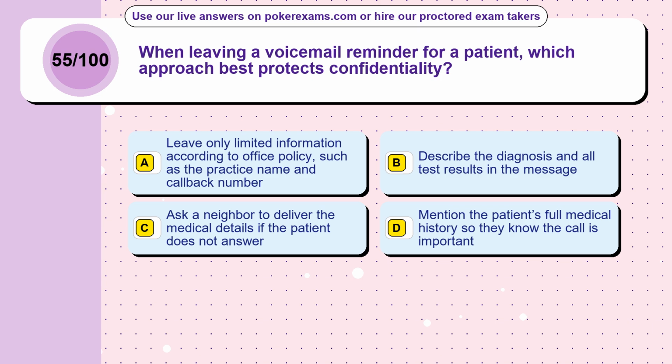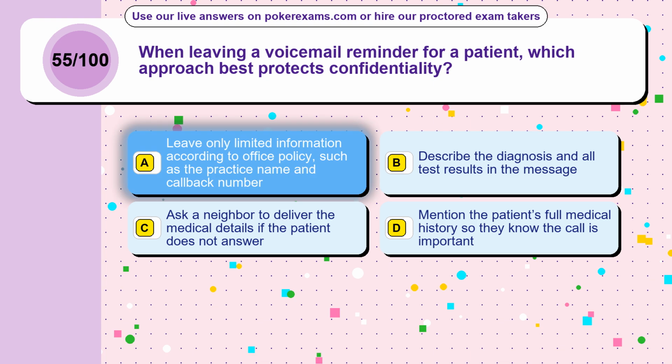Option C. Ask a neighbor to deliver the medical details if the patient does not answer. Option D. Mention the patient's full medical history so they know the call is important. The correct answer is option A. Leave only limited information according to office policy, such as the practice name and callback number.